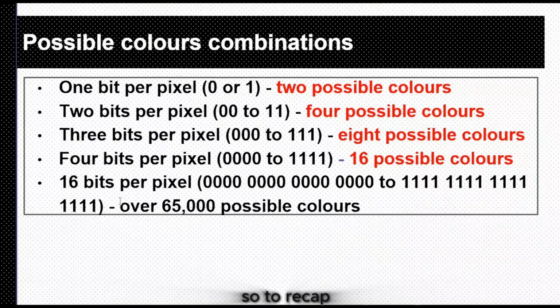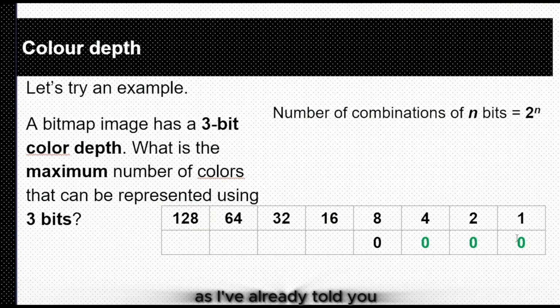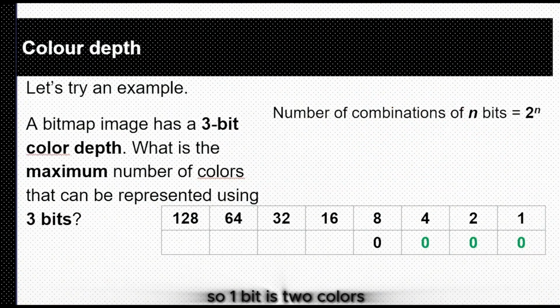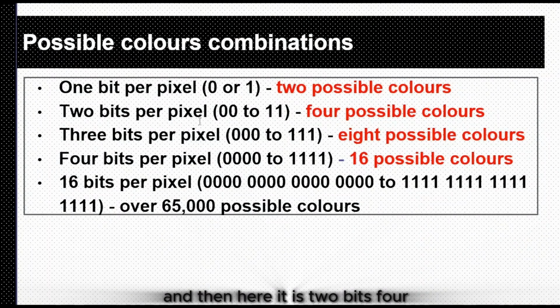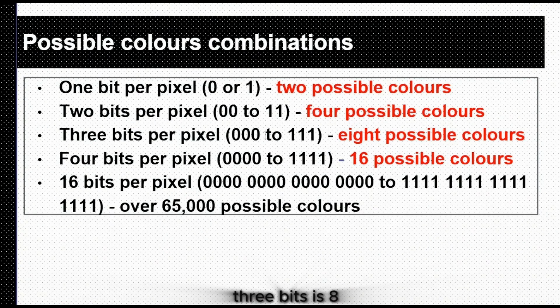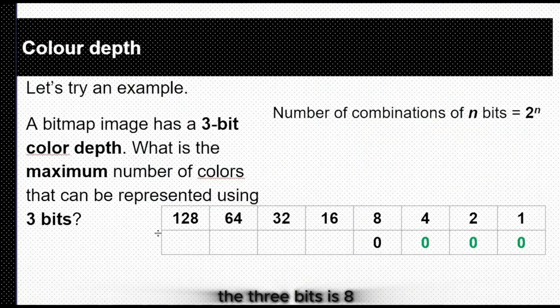So to recap for our color combination, let's look at this table. As I've already told you, this is just a recap. 1 bit per pixel is 2 colors, so 1 bit is 2 colors. And then here it says 2 bits is 4, so 2 bits is 4. And then here 3 bits is 8, so 3 bits is 8, and so forth.